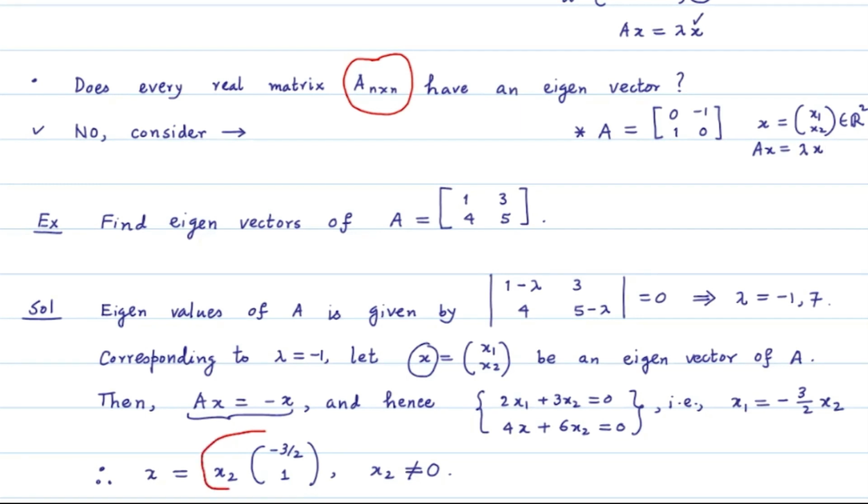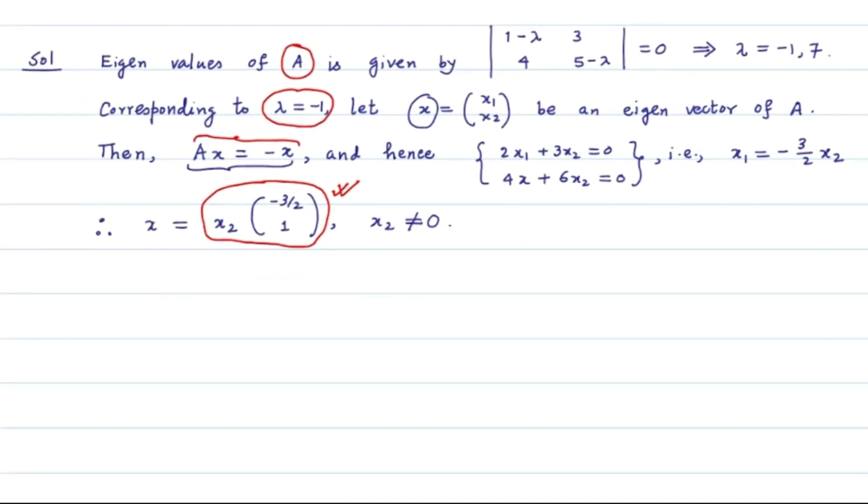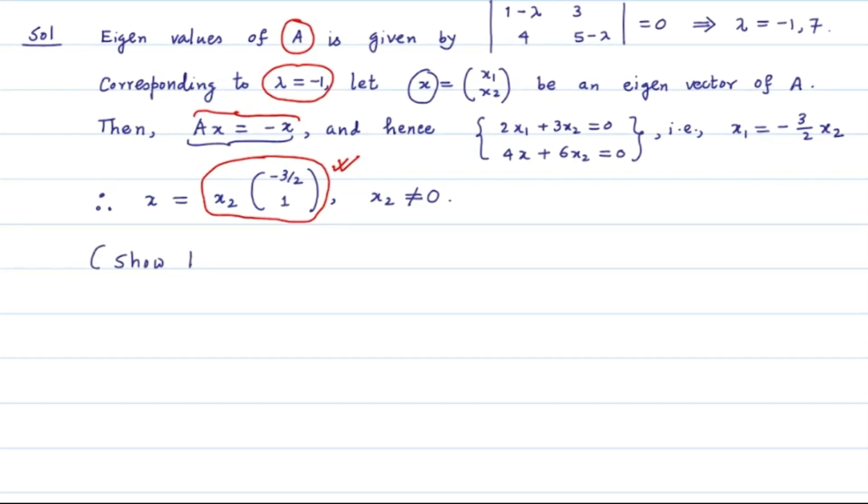Any vector of this type, some non-zero constant times (minus 3 by 2, 1), is a solution to this system Ax equals lambda x, and hence this x is an eigenvector of the matrix capital A corresponding to the eigenvalue lambda equals minus 1. Now corresponding to lambda equals 7, let me give you a home task. Show that eigenvectors corresponding to lambda equals 7 are given by some scalar c times the vector (1, 2).